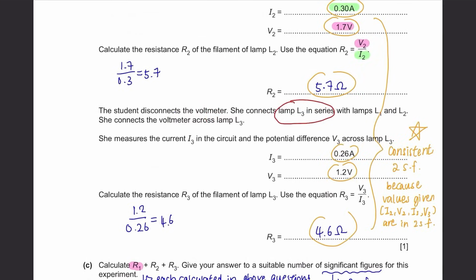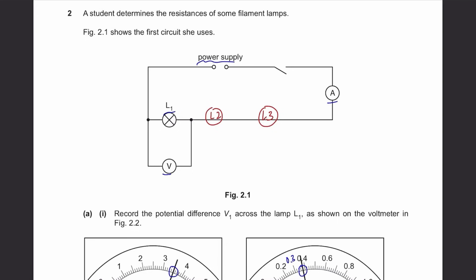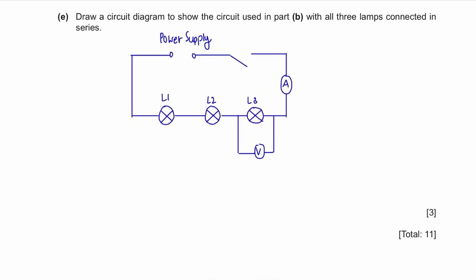And in Part B, the question said the voltmeter was connected across lamp L3. So instead of the voltmeter being here, it would be here, connected in parallel to lamp L3. This is the final drawing. Include the rest of the symbols such as the power supply and ammeter.